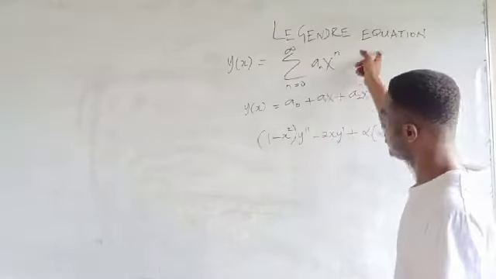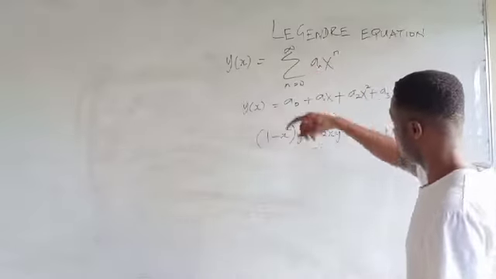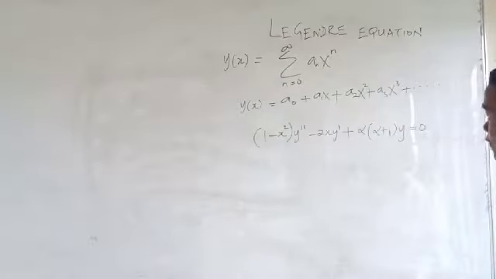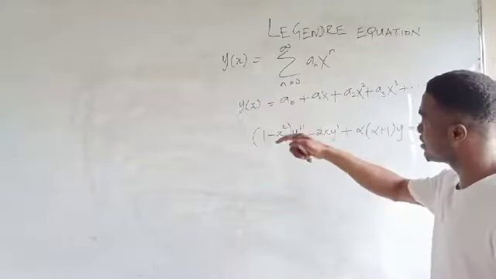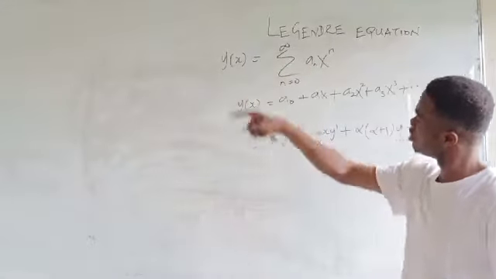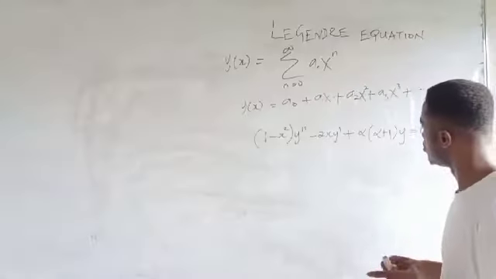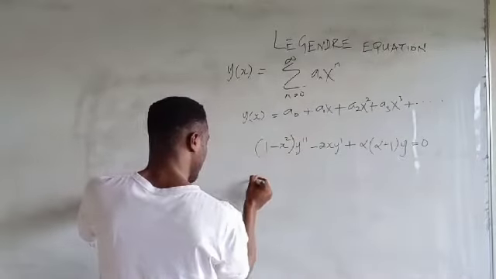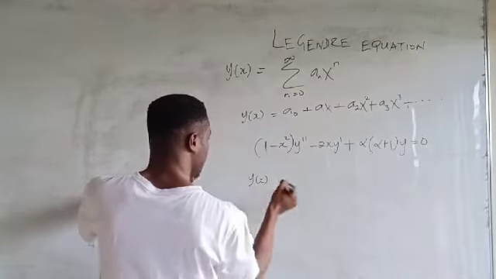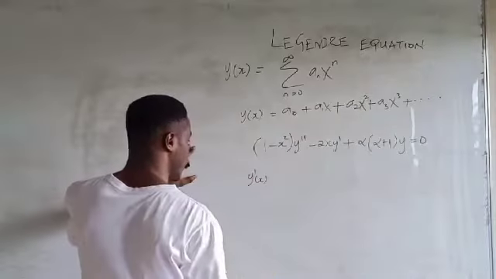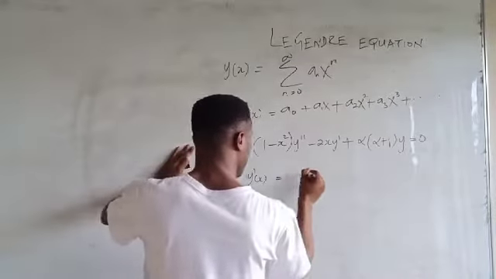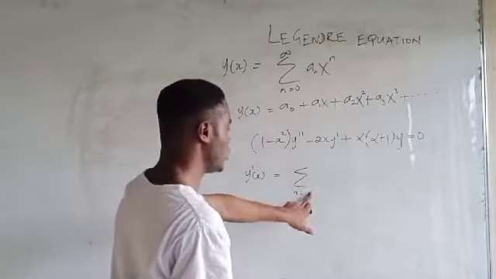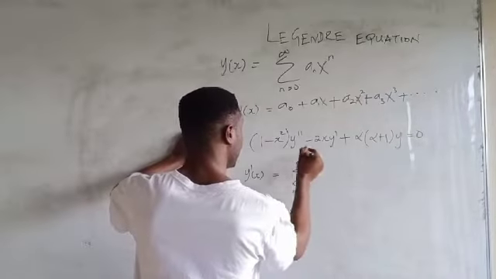If you look at here, the general series for the Legendre equation is given by the summation of n equals 0 to infinity of a subscript n x raised to the power n. So what you have to do is to differentiate this summation. Okay, so differentiating for the first time, we have that y prime of x is equal to the summation from n equals, I will tell you what you are going to write here later, to infinity.